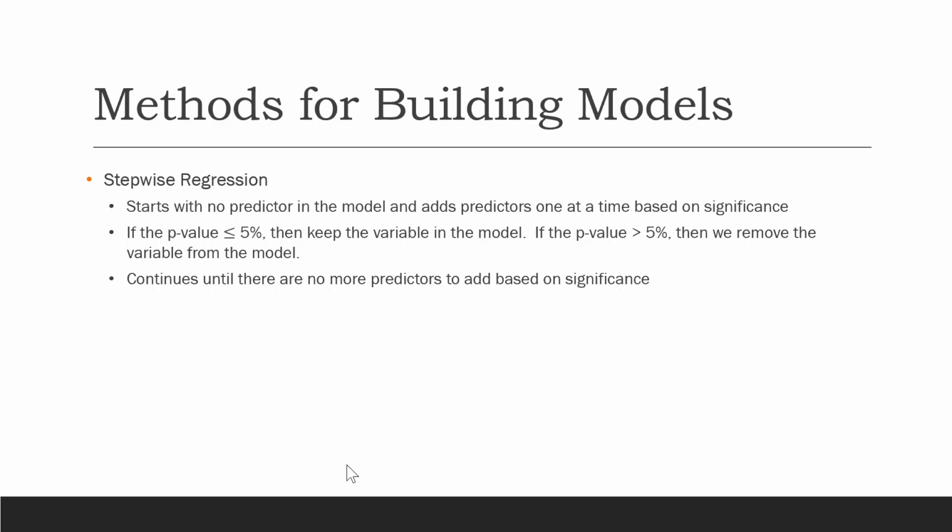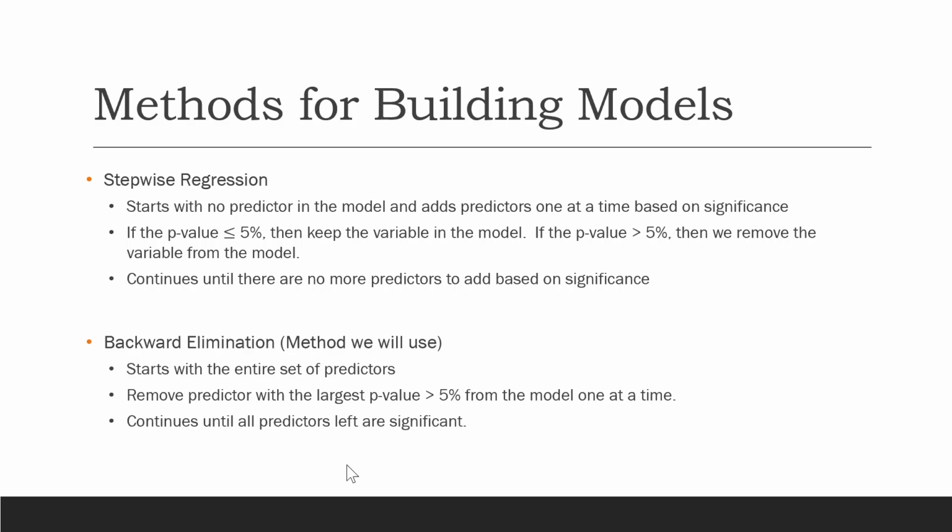That is stepwise regression, starting with zero and ending with only the significant predictors. Backward elimination, this is the method that we're going to use. What we're going to do is throw the entire set of predictors into that model equation, all right? And then we're going to eliminate, one at a time, any predictors that are not significant, starting with the most insignificant predictor. So start with the entire set, and then I'll remove the predictor with the largest p-value that's greater than 5%. All right? And I'm going to do that one at a time.